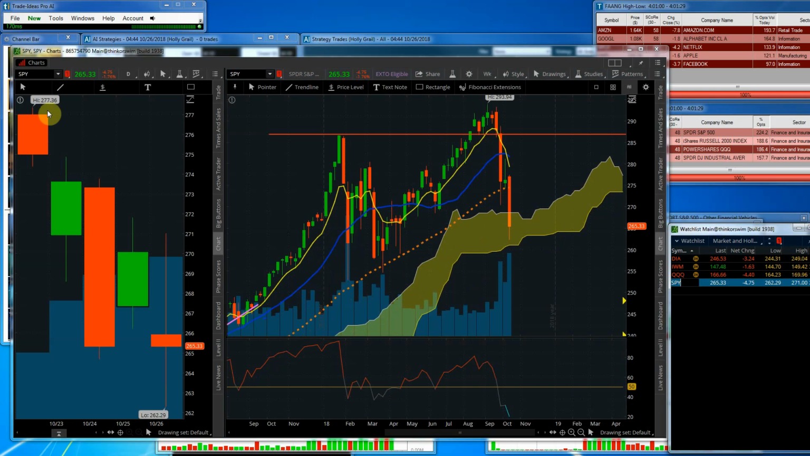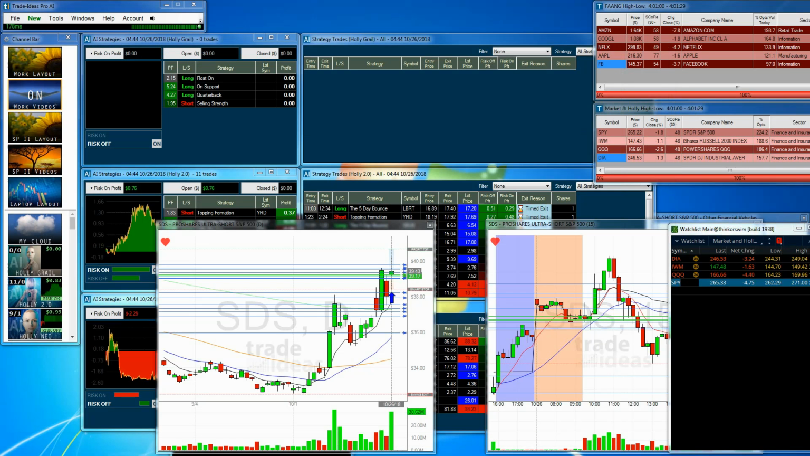The Spiders, you can see the pullback here, kind of have the doji candle here, and down from yesterday, obviously, and a bearish engulfing candle set up on the weekly on high volume. So very, very rough looking charts for the Spiders.